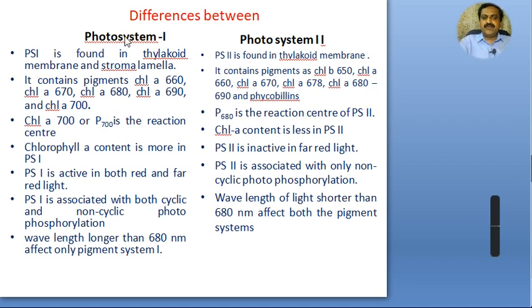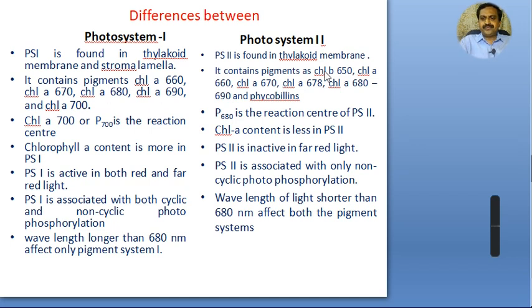If we look at the differences between photosystem 1 and photosystem 2, as already explained, to put it in an organized manner, PS1 is found in the thylakoid membrane of the stromal lamellae, whereas PS2 is also found in the thylakoid membrane. PS1 contains pigments like chlorophyll a 660, a 670, a 680, a 690, and chlorophyll a 700.